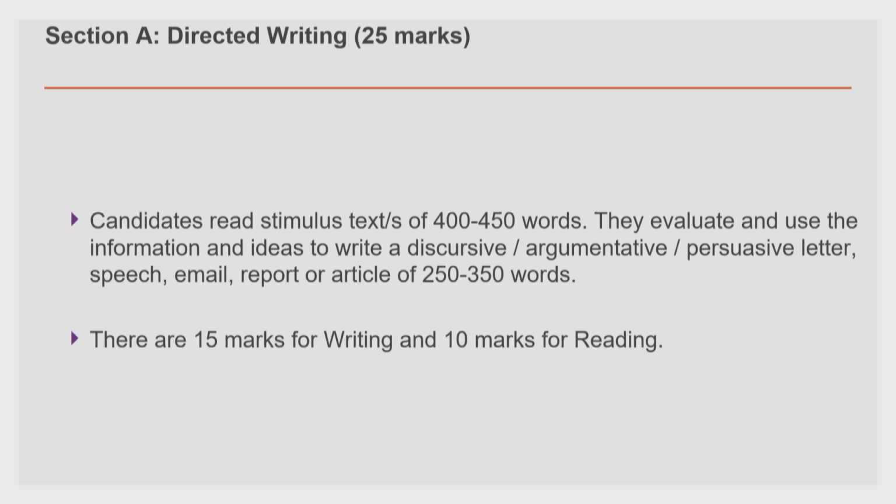Section A, the directed writing task, is assessed over 25 marks. Candidates are given a stimulus text or two texts of 400 to 450 words. They have to read the information given, evaluate and select relevant information, and then write a task of 250 to 300 words. This task can be a letter, a speech, an email, a report, or an article. 15 marks are given for writing and 10 marks for reading.